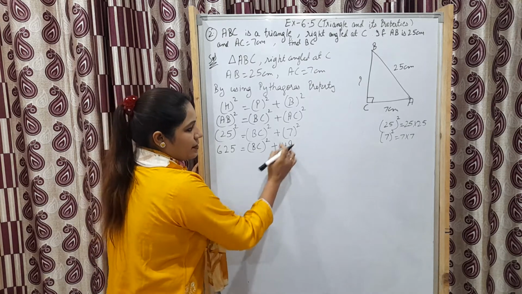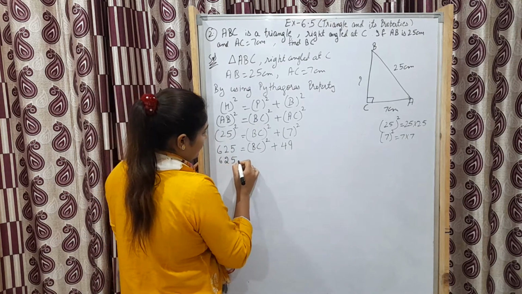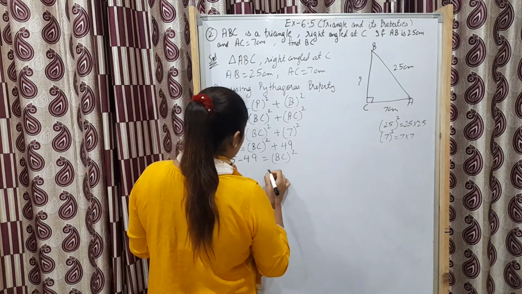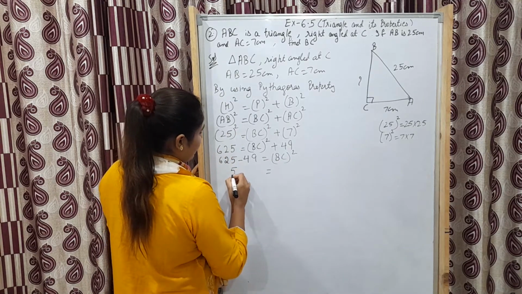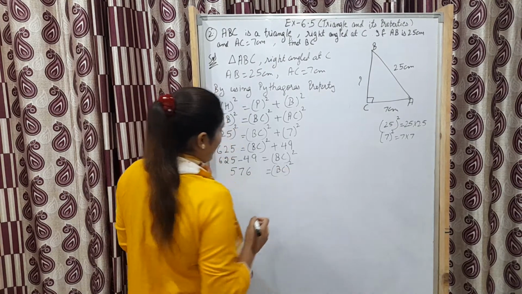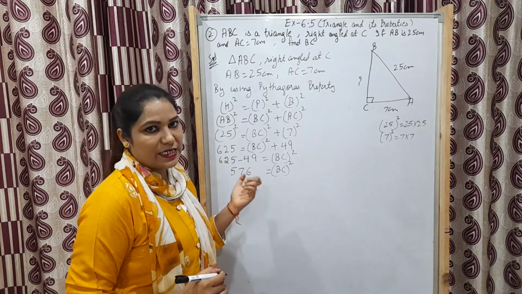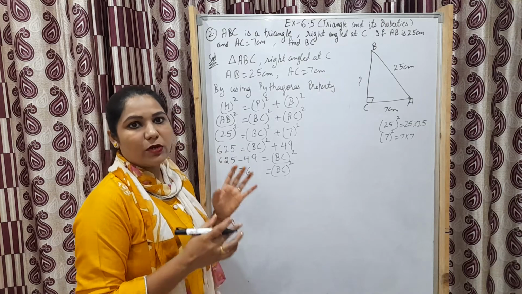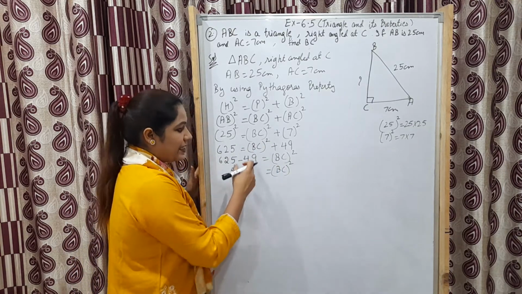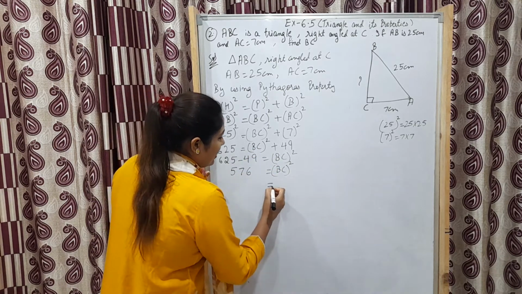Now we have to find the value of BC. Now 49 here is adding; when it goes to the other side, it will become subtract. Minus 49, BC square as such. Now subtract it, you will get 576, that is BC raised to power 2. Now in this question I will tell you how we will find the square root. In the previous question I didn't tell you about the square root, I just told you about prime factorization. After that the square was cancelled out. But in this question I will tell you about the square root.